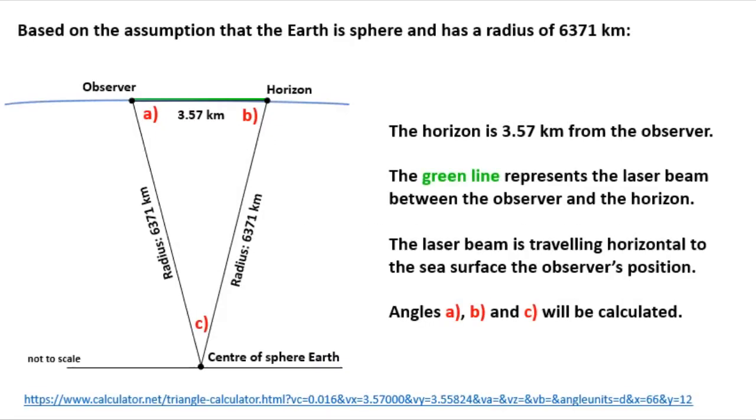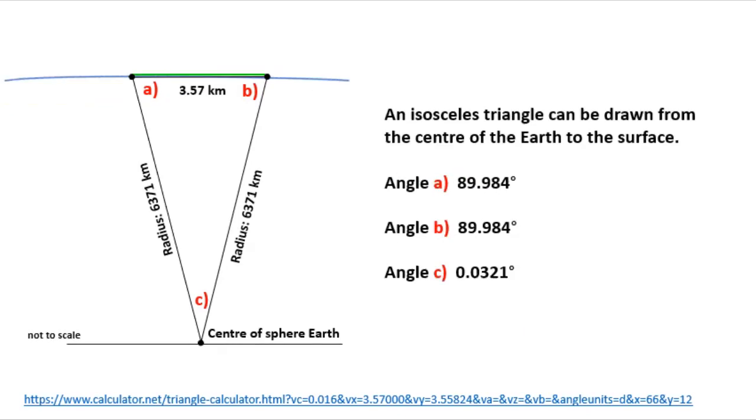Based on the assumption that the Earth is a sphere and has a radius of 6,371 kilometers, the horizon is 3.57 kilometers from the observer. The green line represents the laser beam between the observer and the horizon. The laser beam is traveling horizontal to the sea surface, and the observer's position, angles A, B, and C will be calculated. An isosceles triangle can be drawn from the center of the Earth to the surface. Here are the degrees of each of the angles.